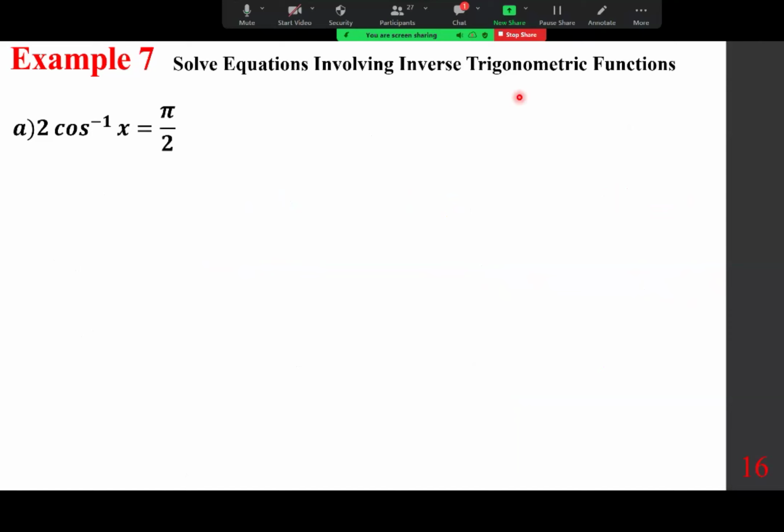All right, solve equations involving inverse trig functions. So 2 cosine inverse of x is pi over 2. Obviously, we're going to divide both sides by 2. If I divide both sides by 2, I get pi over 4. So by definition, x is cosine of pi over 4, which is square root of 2 over 2.